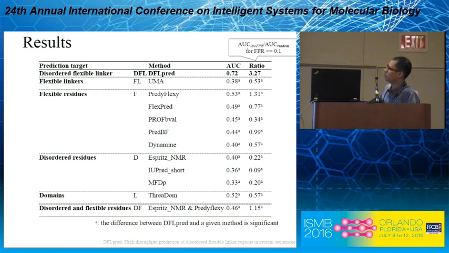From this table, we can see that our method has the highest AUC value of about 0.27, and the ratio of about 3.3. This means our method is about 3.3 times better than random in the low range of false positive rate. Our method is also significantly better than other methods. We use the p-value 0.01 as a significance level.